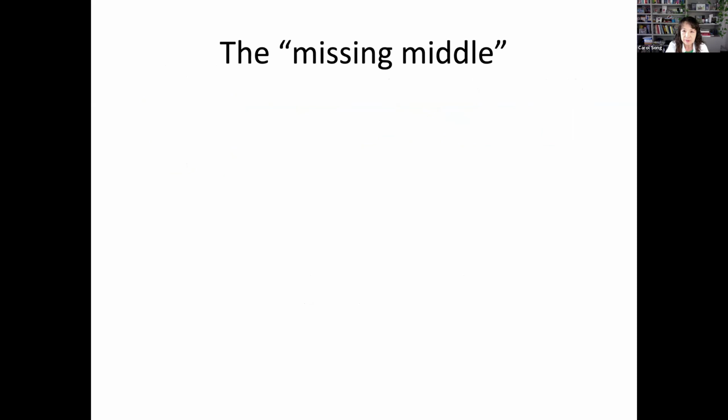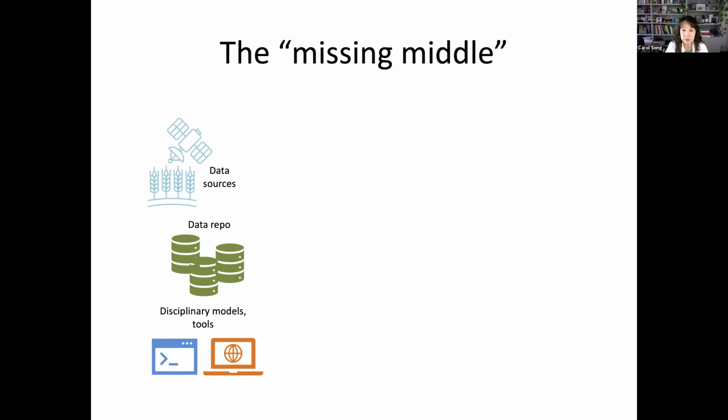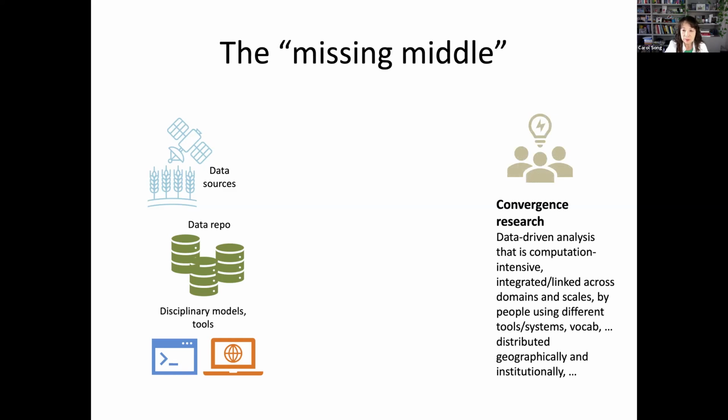I've been using this figure I borrowed from one of the NSF presentations a while ago, and it seemed to be a good tool to convey the context of where cyber infrastructure sits and where various tools and data sit in this world. This is very simplified. In this research space, we're all dealing with a variety of data sources, a lot of data repositories, and also models and tools that come from various disciplines, which are very different in a lot of aspects. The end goal is really to enable what many are calling convergence research these days, basically involving very complex data-driven analysis.